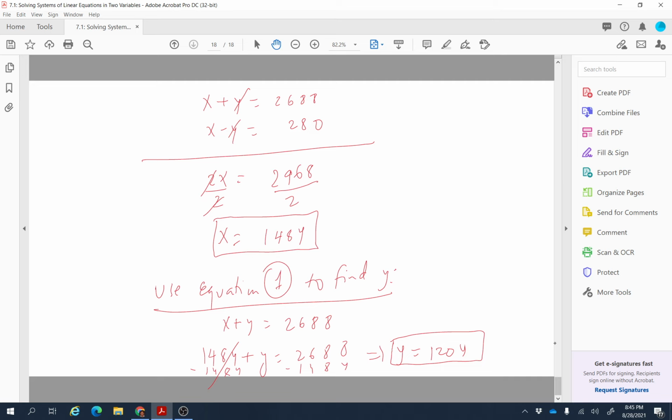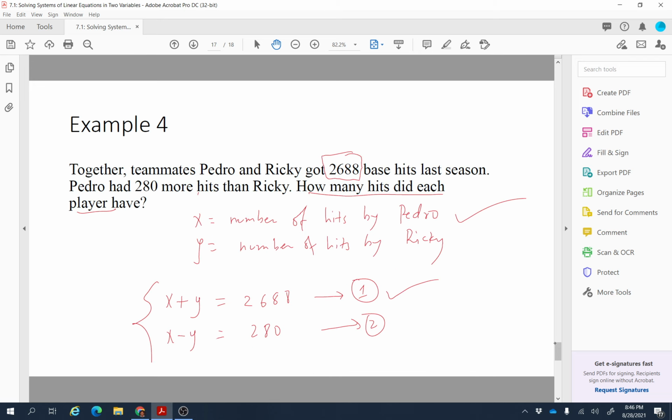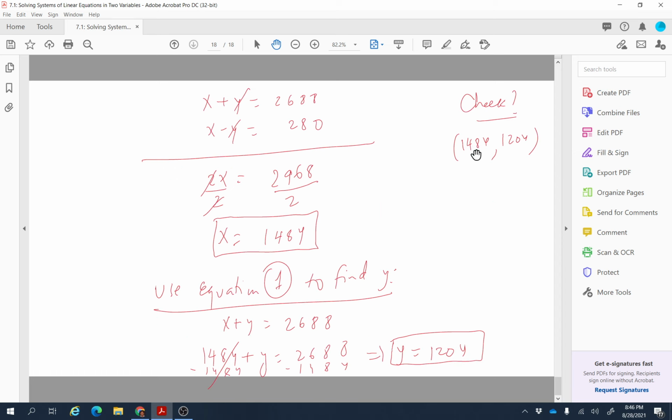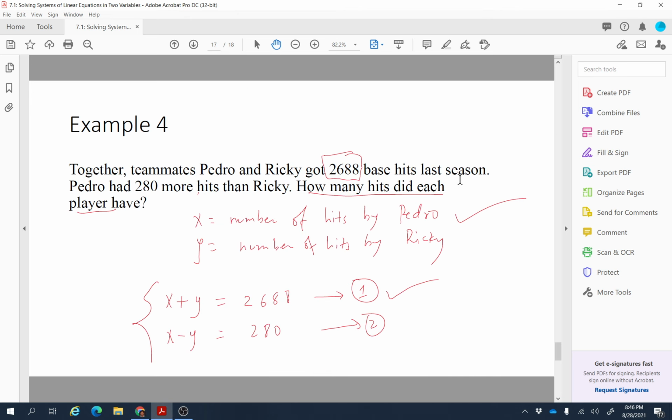You can always check whether it's right or wrong by plugging x equals 1484 and y equals 1204 into these equations. The sum of those two numbers should be 2688. The x value should be greater than the y value by 280, and that's what we can see here. So now you can always go back and answer the question we were asked.